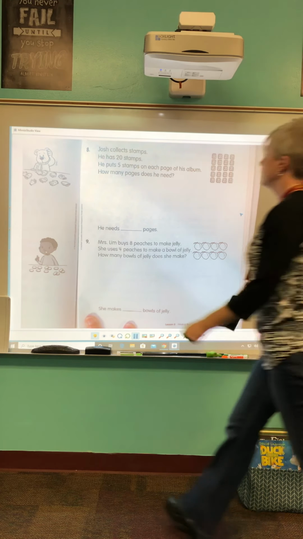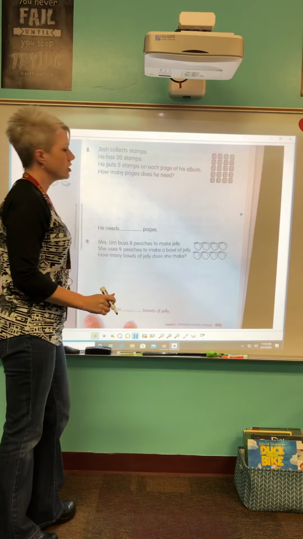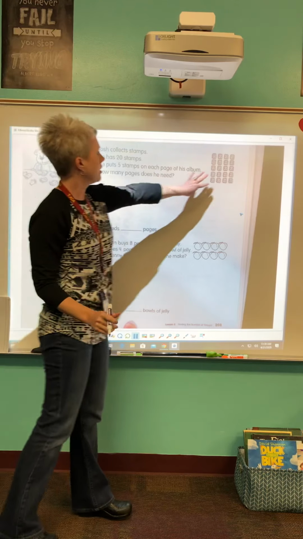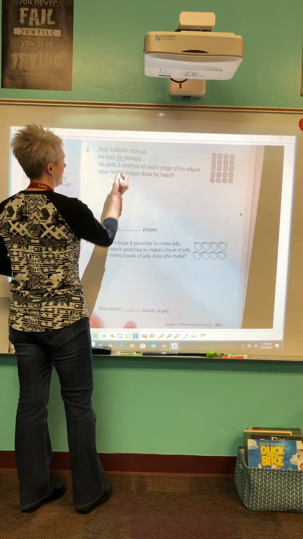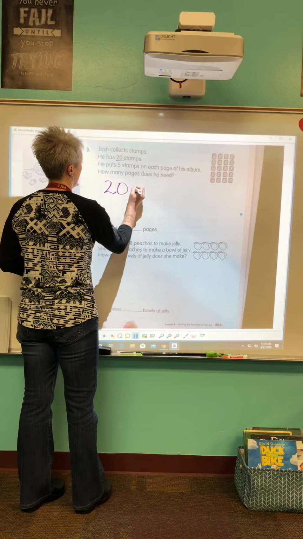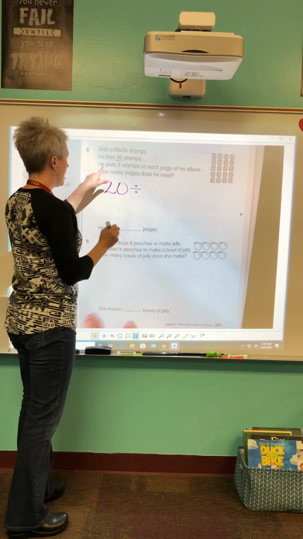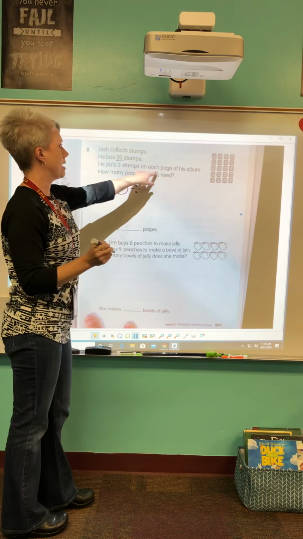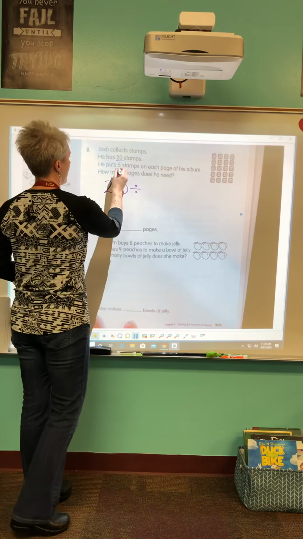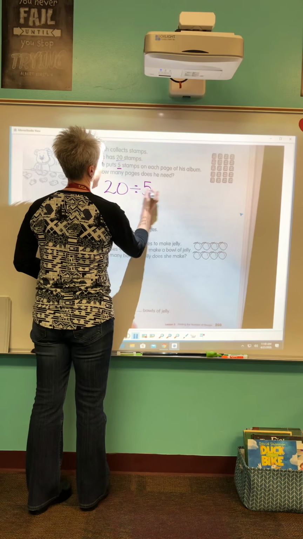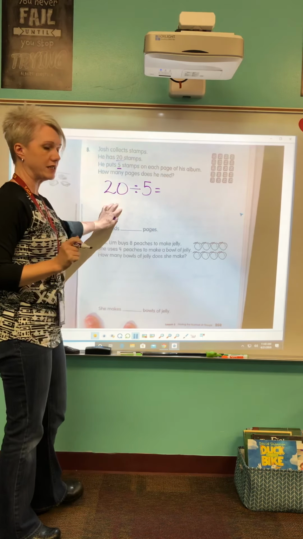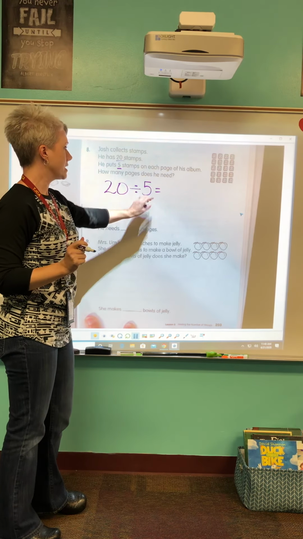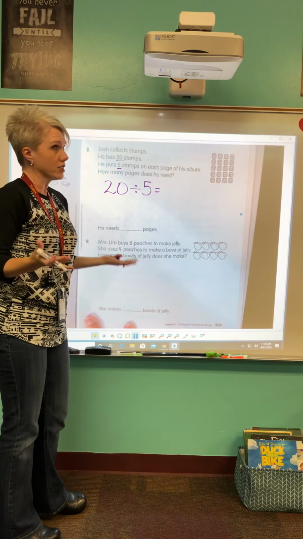Okay, this says Josh collects stamps, and here are his stamps. He has 20 stamps. That's our whole number, 20. He puts 5 stamps on each page of his album. We're dividing by 5. How many pages does he need? He has 20 stamps altogether. 5 stamps go on each page, so how many pages does he need?